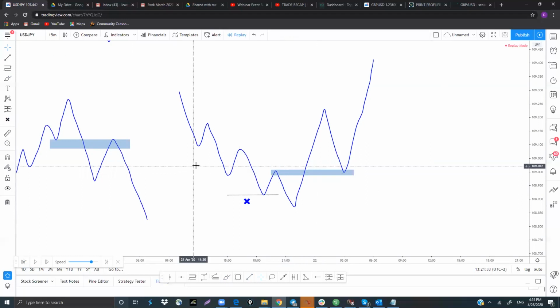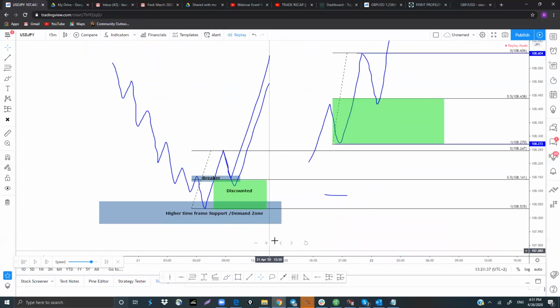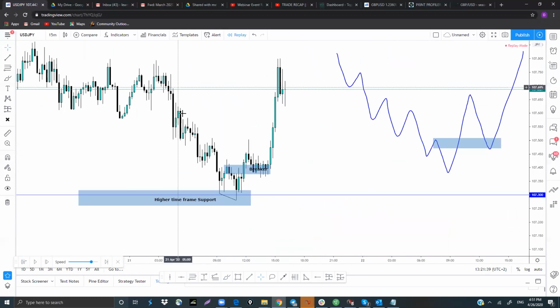So that was it for the day. If you look at this example one more time, you'll see how the breaker worked. Every time it works. If you can find your higher time frame supply demand zone, support resistance level, and a lower time frame breaker, it will work.